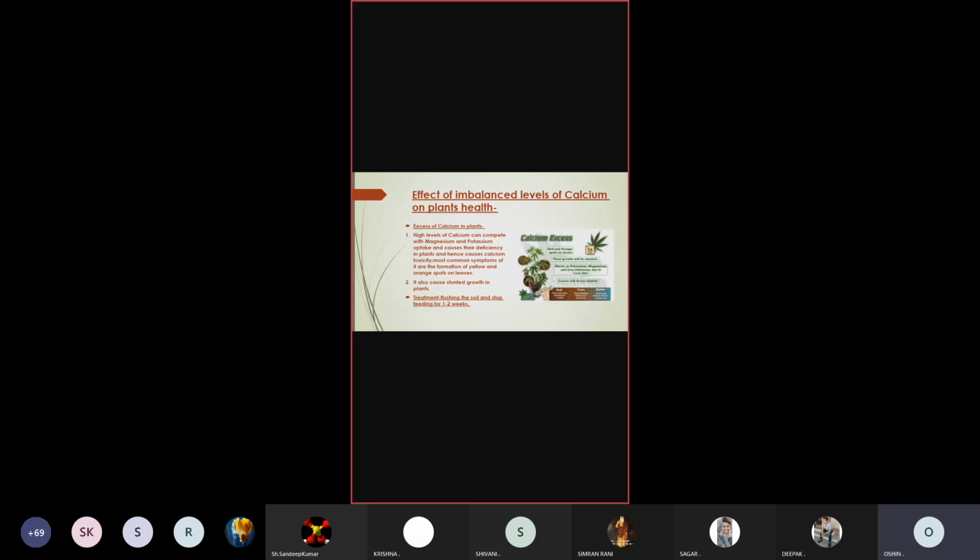Excess of calcium in the plant body causes stunted growth, meaning slow growth of the plant. And its treatment is again by flushing the soil and stopping feeding for 1 to 2 weeks, meaning stop adding the fertilizers which contain a greater amount of calcium in them.